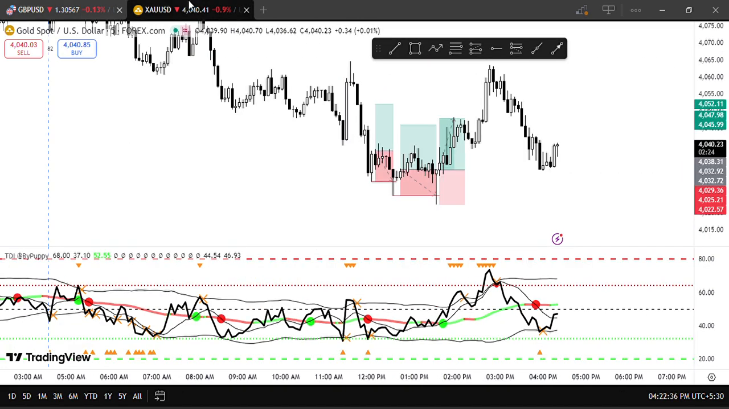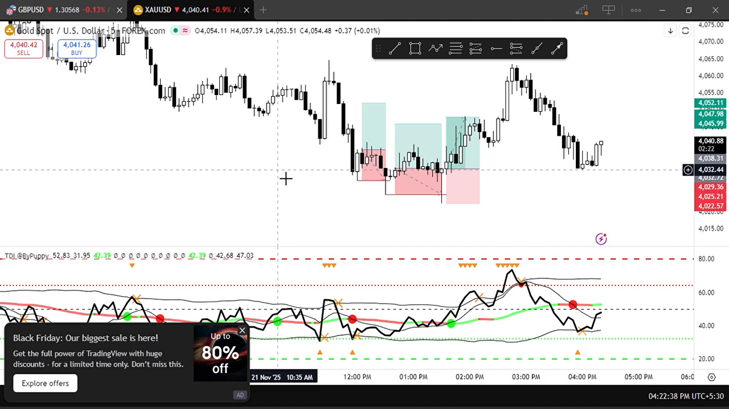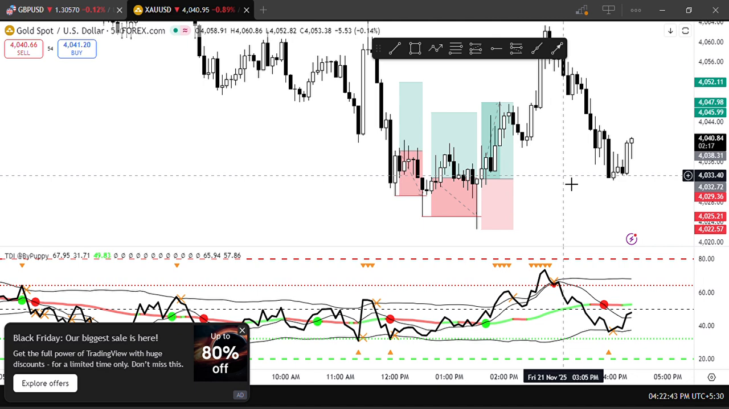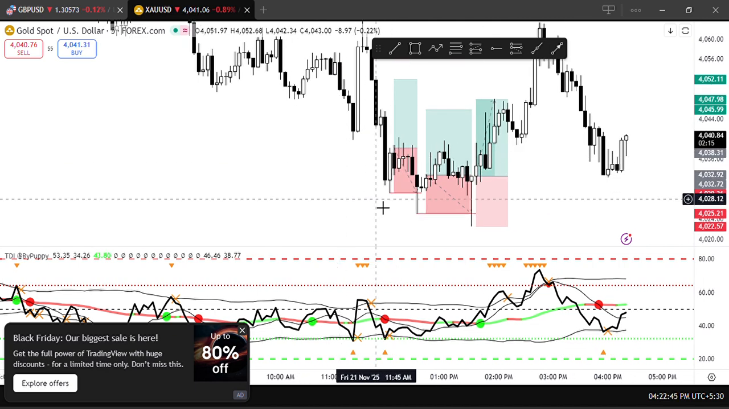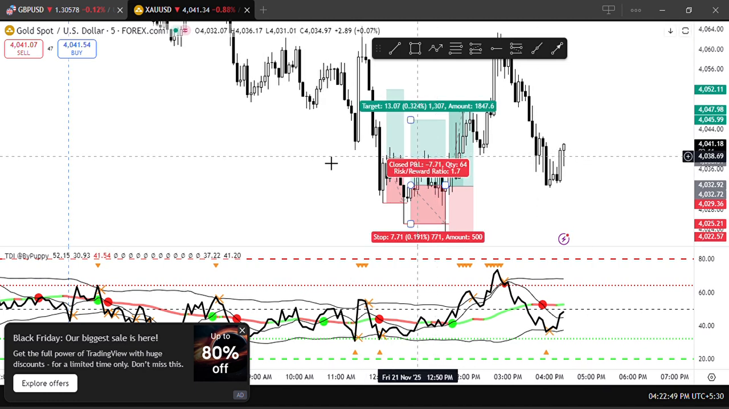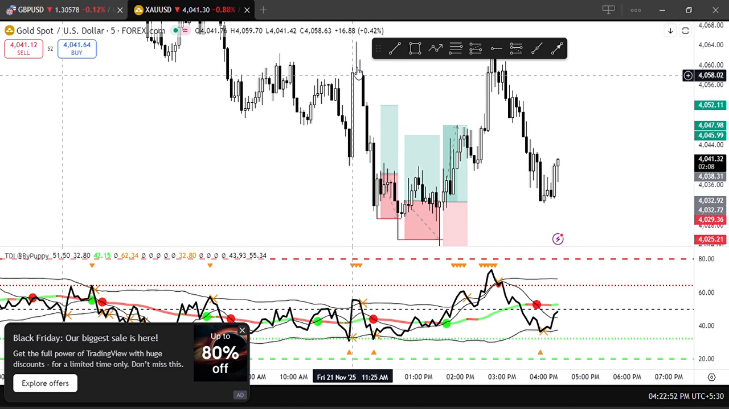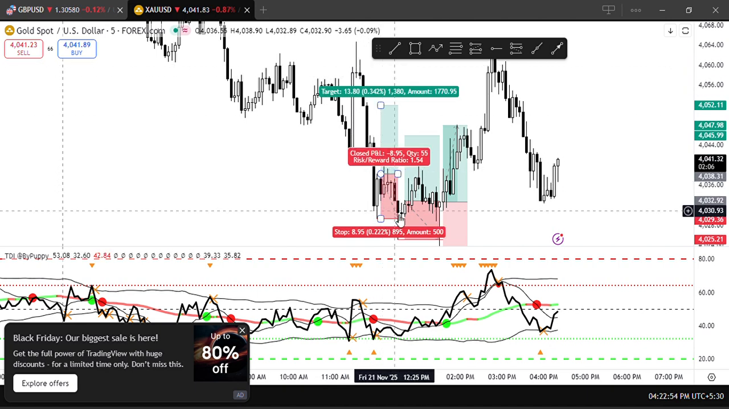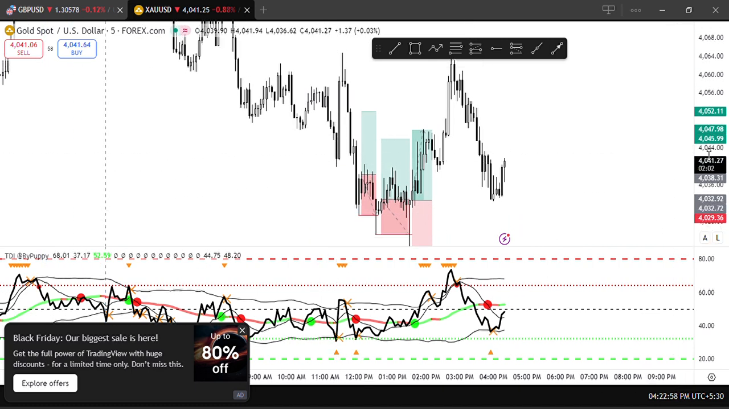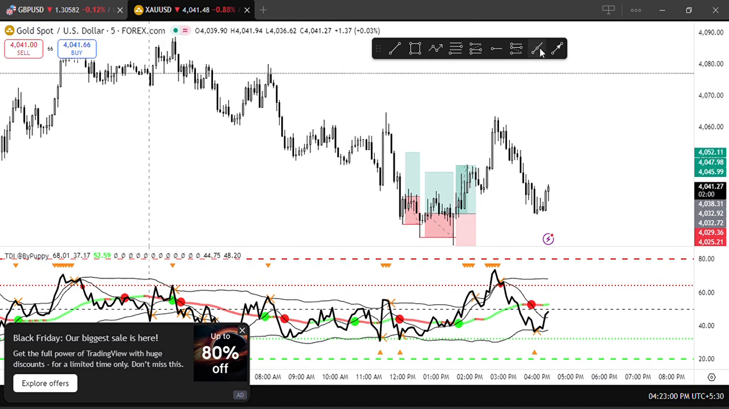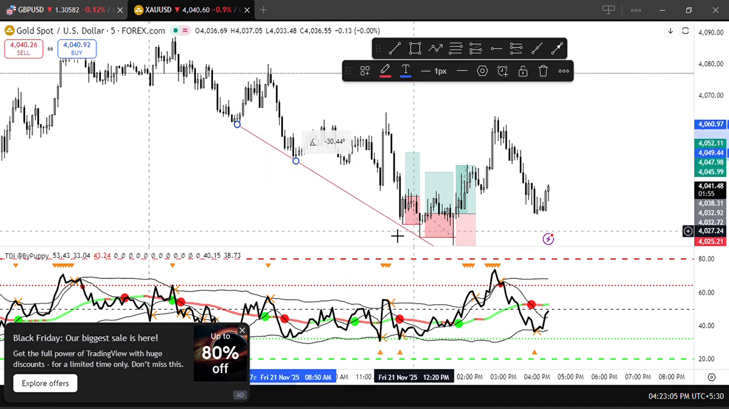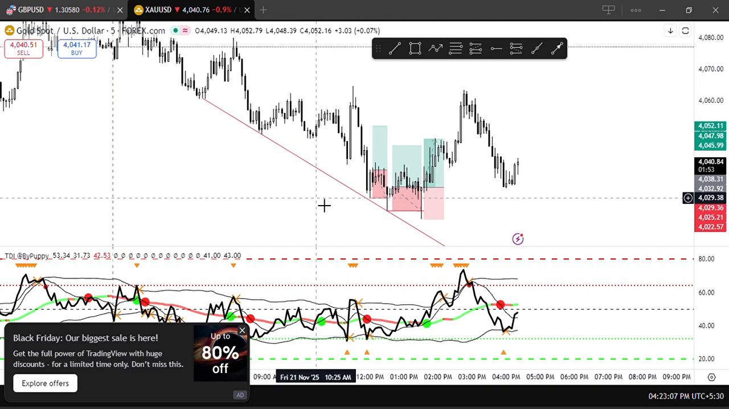So I shifted to gold. Today I took three trades in gold. The first trade that I took was here. What I was seeing is this was the first leg down, this was the second leg down, and this was the third leg down. Sorry, not this one. Let me draw it. This was the first leg, this was the second leg, and this was the third leg. That is all.